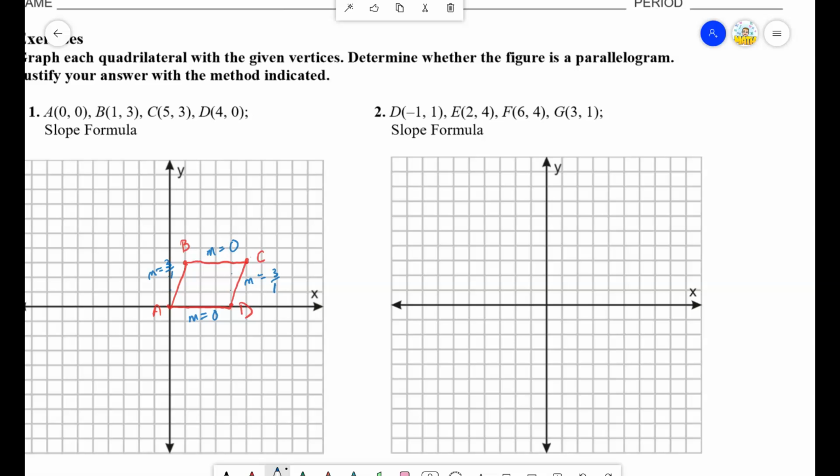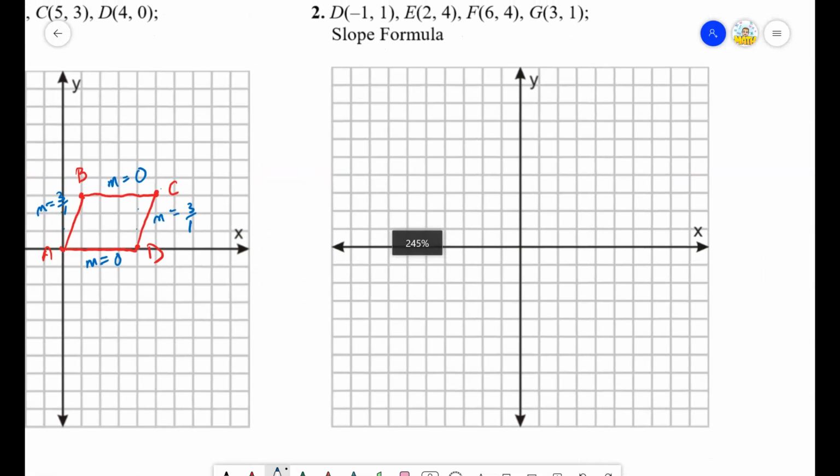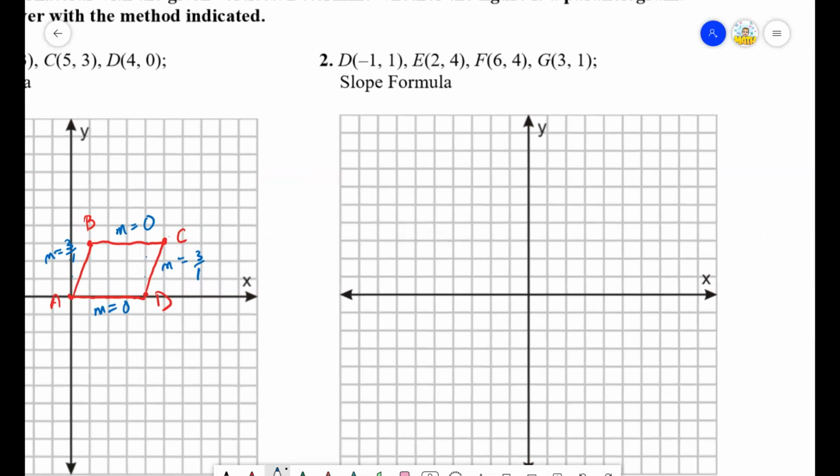Let's try the next one. This time I have D at (-1, 1). Again, we have a couple of easy slopes here because they're horizontal lines, so that slope is 0. That's easy to verify that that's parallel. But now I have to check the other slopes. From D to E, the slope of DE is up 1, 2, 3, and then over 1, 2, 3. So that's a slope of 1. Up 3 over 3.